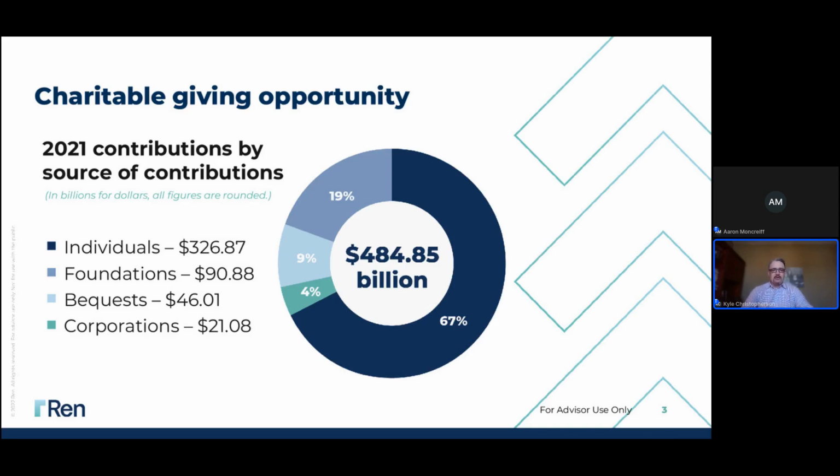A lot of times when I speak to individuals, advisors, attorneys, they hear the number $484 billion of total charitable gifts in '21, but they automatically think, well, that's probably more from foundations or corporations that are making those large gifts, because that's what you see in the news, that's what you hear about, and that's all publicity trying to improve public relations. But you can see the vast majority of the charitable gifts in '21 came from individuals themselves. 67%, or roughly $327 billion.